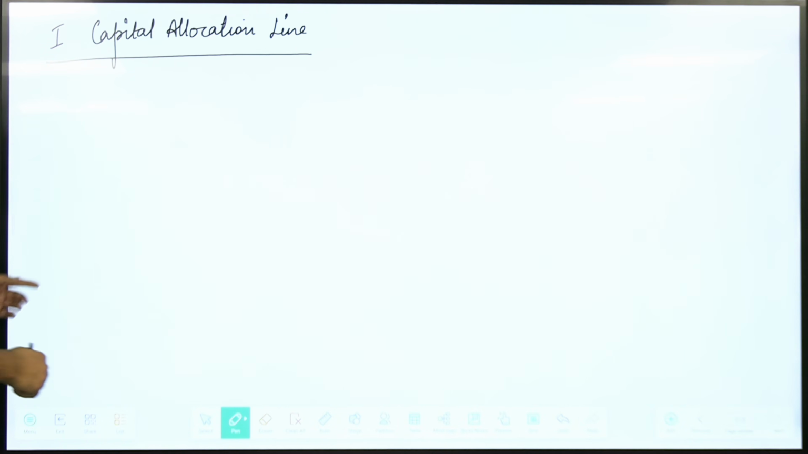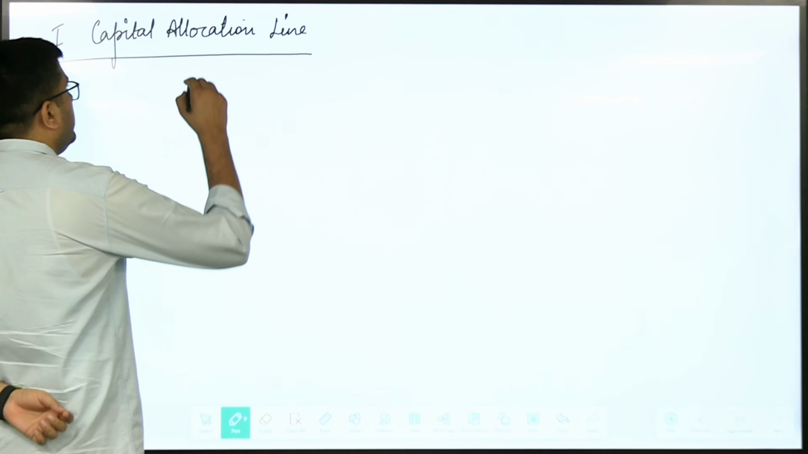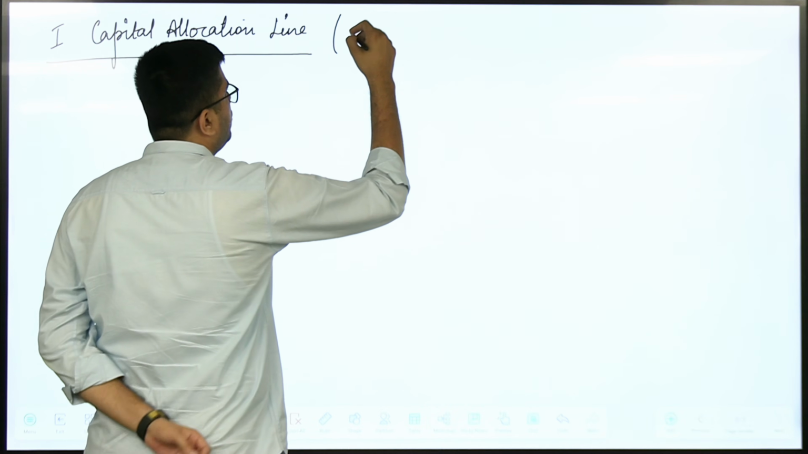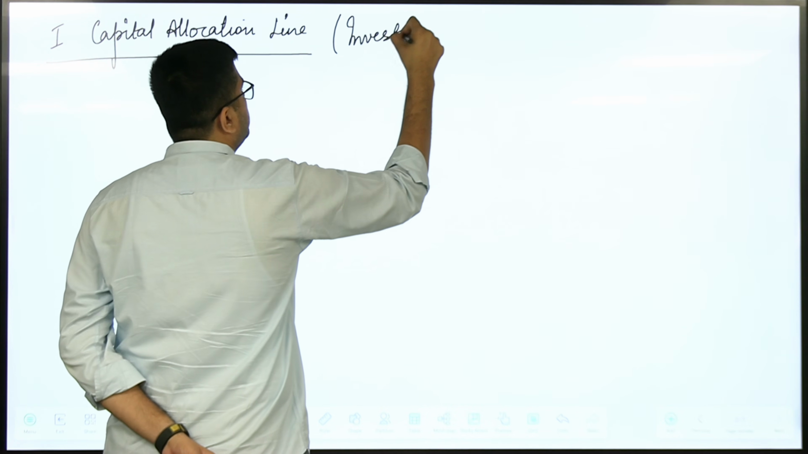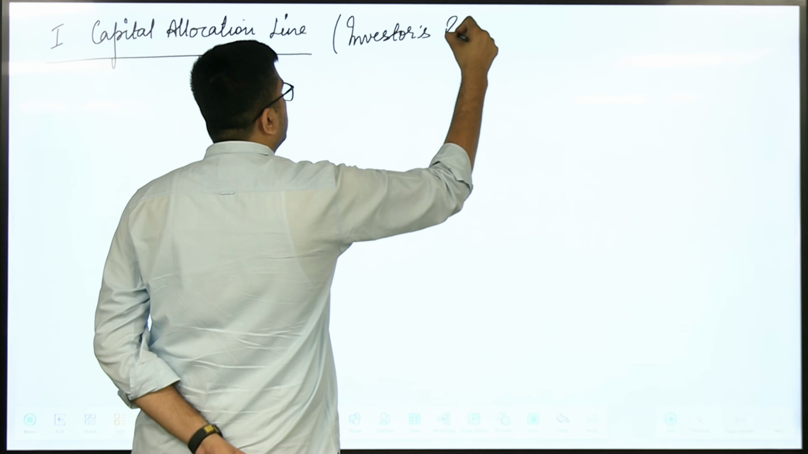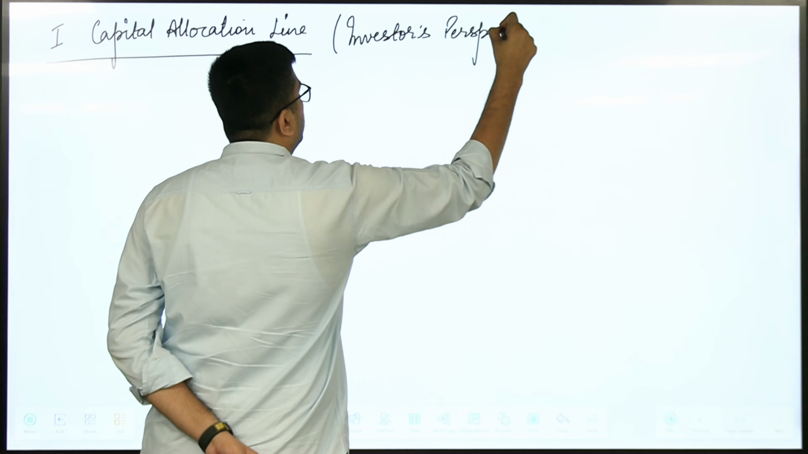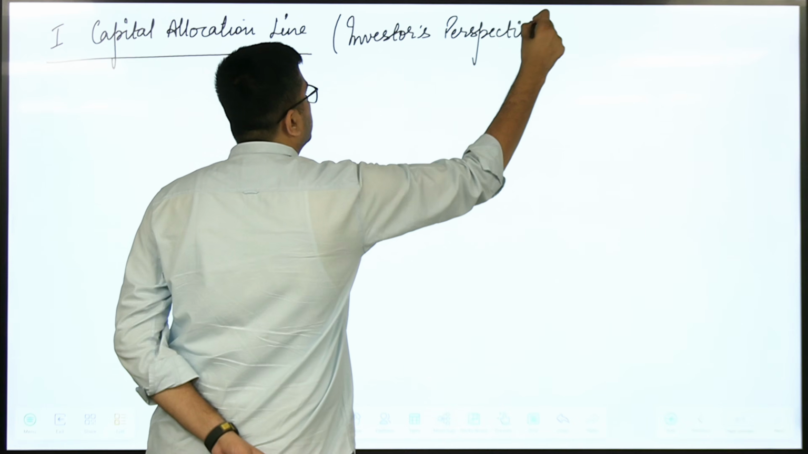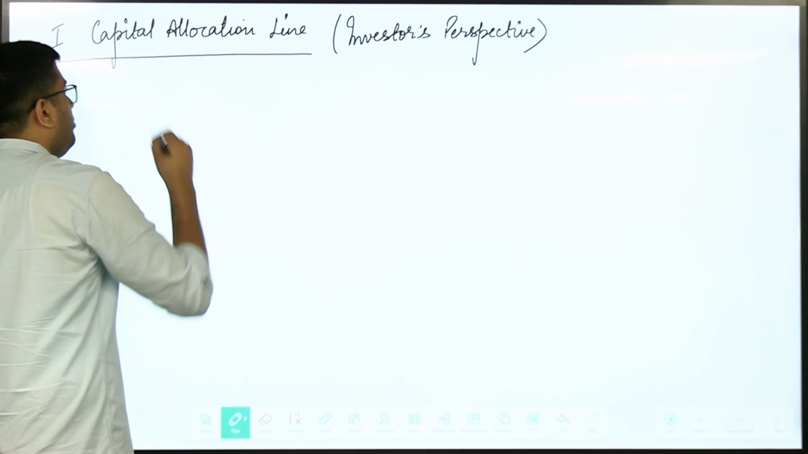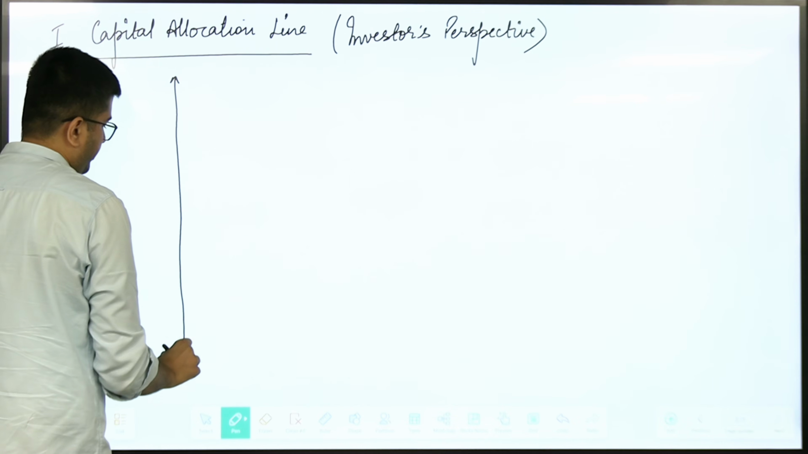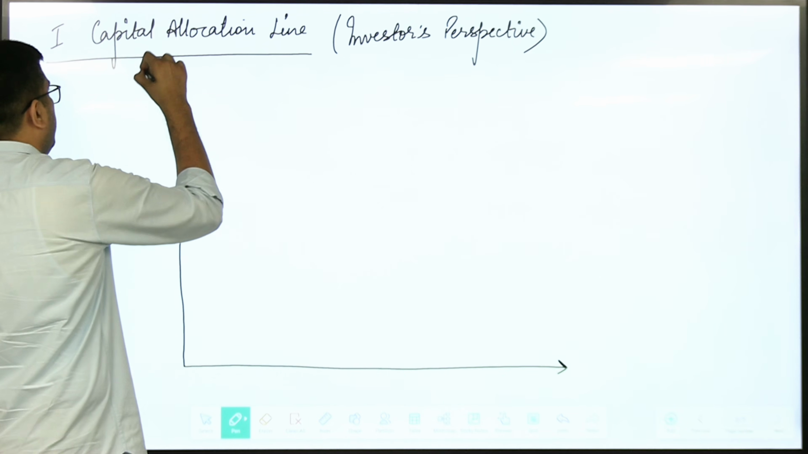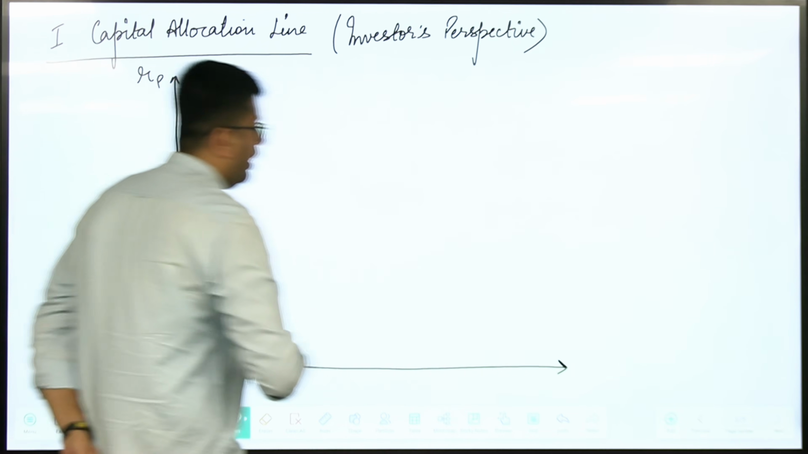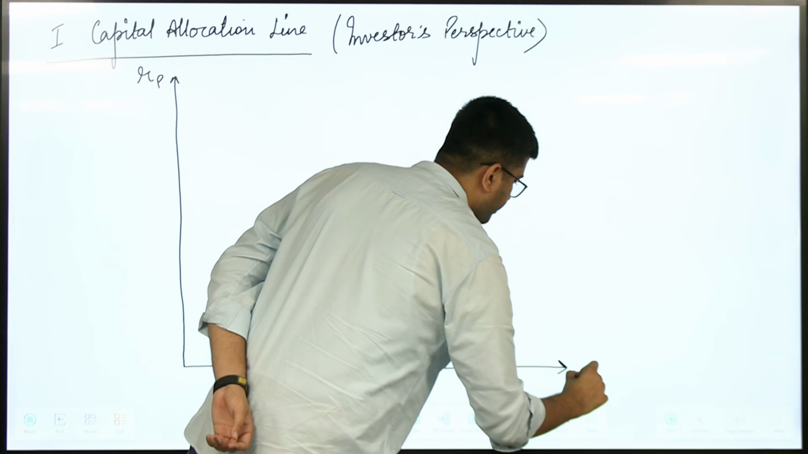All right. Capital allocation line. This is the concept of an optimal portfolio from an investor's perspective. From an investor's point of view, if I have returns and I have risk.